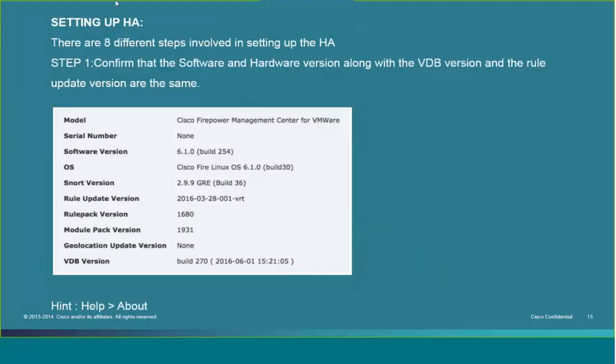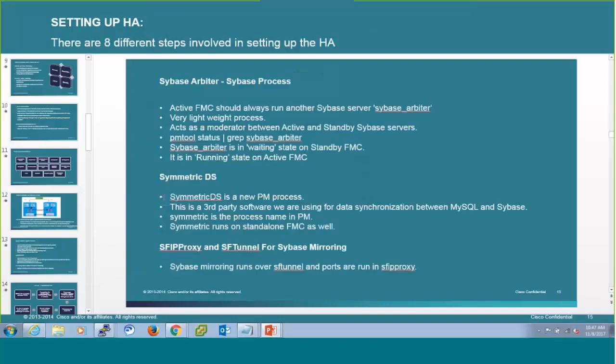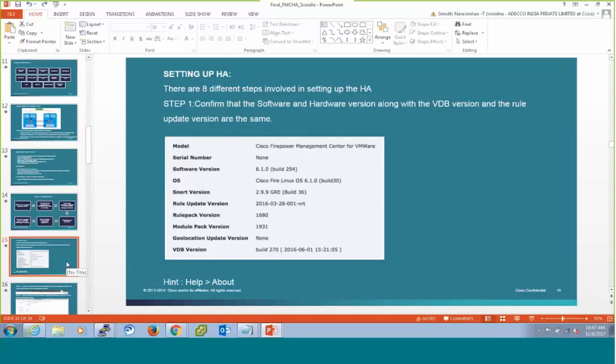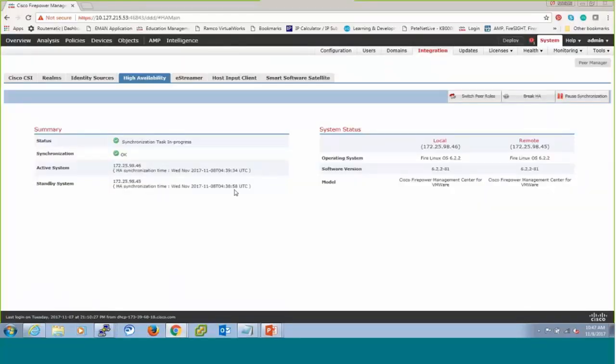Alright, moving on to the part of setting up the FMC HA. There are 8 steps that are involved in this. Let me take you to my lab device where I have an active FMC setup so that we can discuss this. Alright, so this is a FMC in HA that I've already set up.